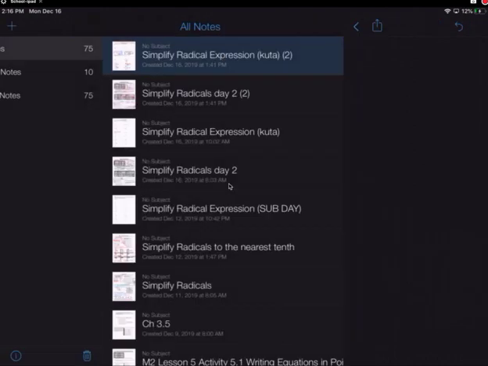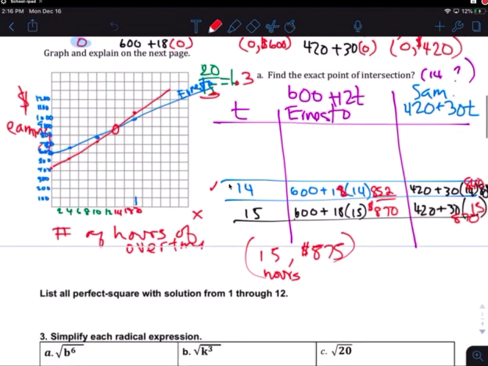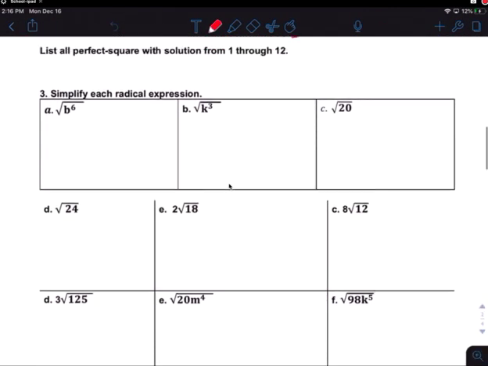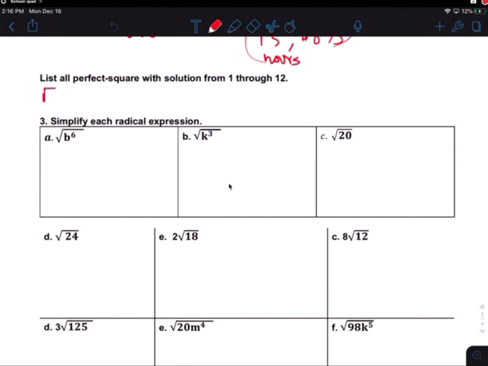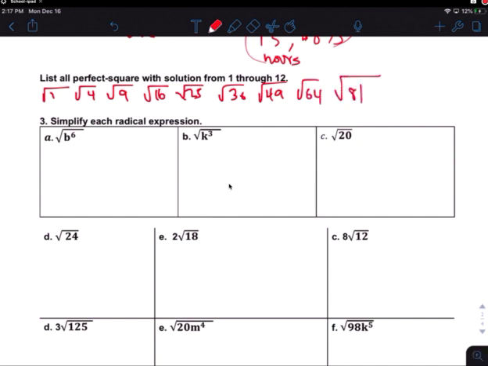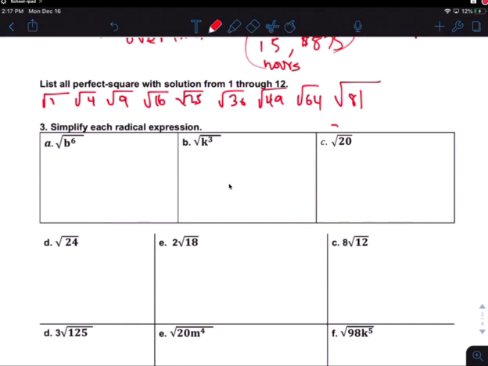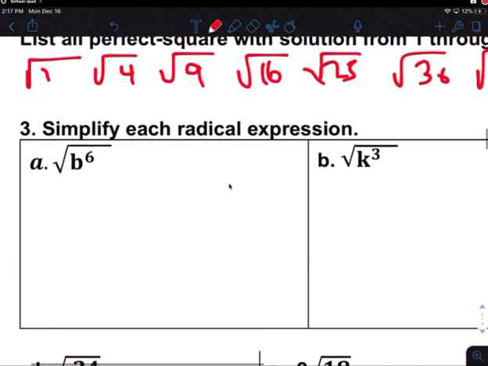The back page of this one, it's the same thing. List the perfect squares. 1, 4, 9. 4 times 4 is 16. 5 times 5 is 25. 6 times 6 is 36. 7 times 7 is 49. 8 times 8 is 64. 9 times 9 is 81. Okay, so that's my perfect squares.